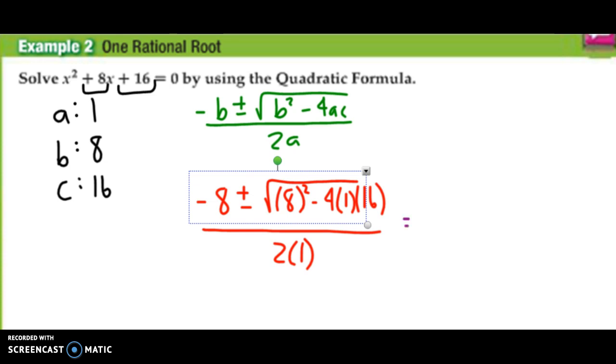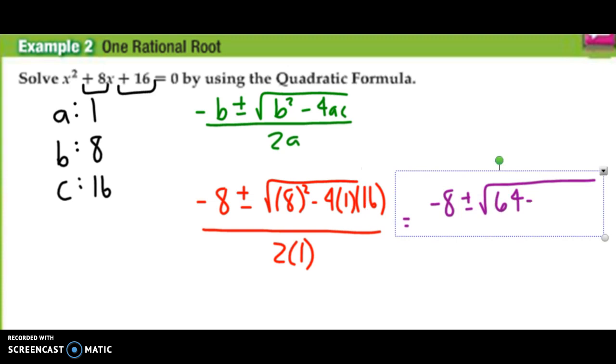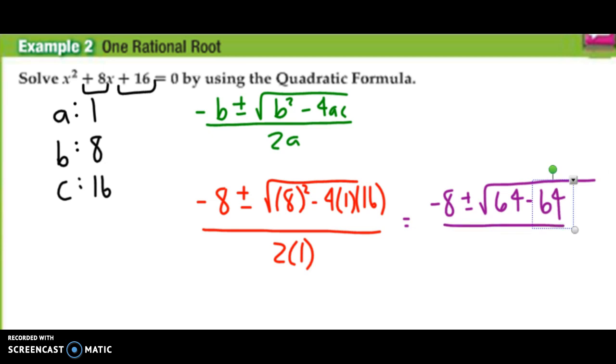Let's simplify it out. Negative 8 plus or minus the square root of, well, 8 squared is 64 minus 4 times 1 times 16, which is 64, all over 2 times 1, which is 2. So you'll notice 64 minus 64 is actually 0. So when we get down to here, we get x equals negative 8 plus or minus 0 over 2.